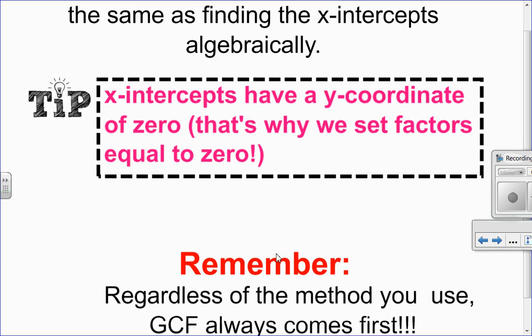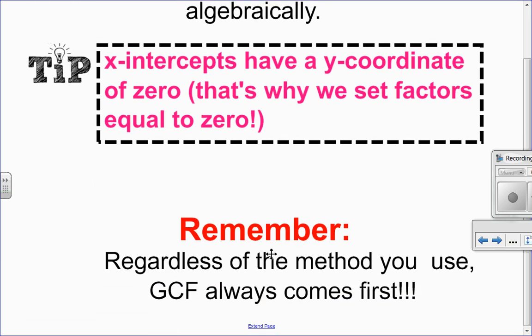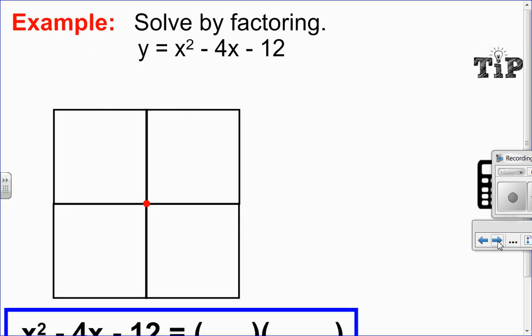Now, remember when you're solving this by factoring, you always have to look for the greatest common factor first. So look for the greatest common factor first and then factor whether it's a perfect square trinomial, difference of squares, or just a trinomial in general. So let's try some questions.